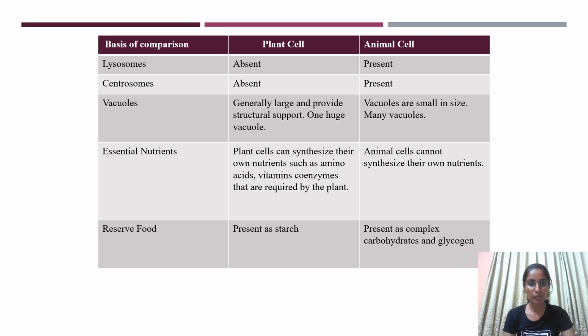Vacuoles in plant cells are generally large and provide structural support. One huge vacuole. Vacuoles in animal cell are small in size and many. Essential nutrients in plant cell: plant cells can synthesize their own nutrients such as amino acids, vitamins, and coenzymes that are required by the plant. Essential nutrients in animal cell: animal cells cannot synthesize their own nutrients. Reserve food is present as starch in plant cell. Reserve food is present as complex carbohydrates and glycogen in animal cell.